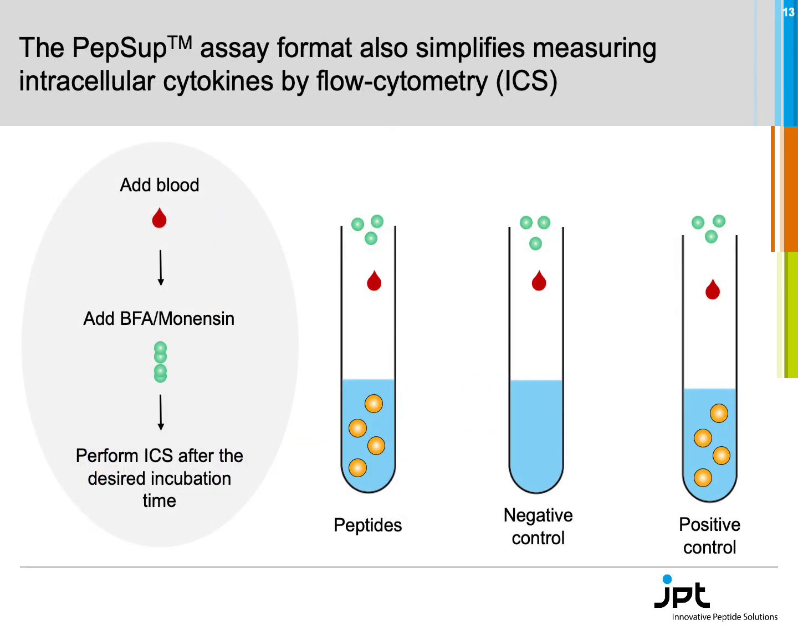We would like to mention that the PepSup assay format can also be used for intracellular cytokine staining if desired. However, this will be less easy to standardize as a study readout for the reasons stated before. It may, however, come in extremely handy if you wish to run an ICS sample in parallel to your PepSup assay. All you need to do is add a vesicle transport inhibitor at the beginning and then incubate. After incubation, you may proceed as you normally do with ICS samples.